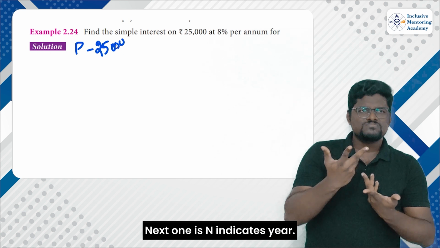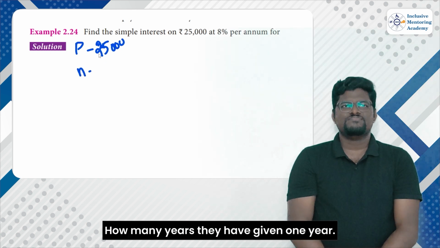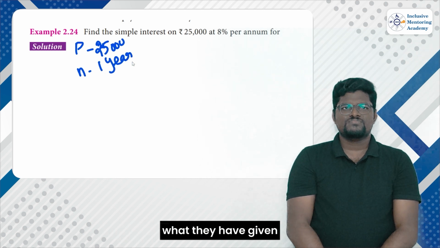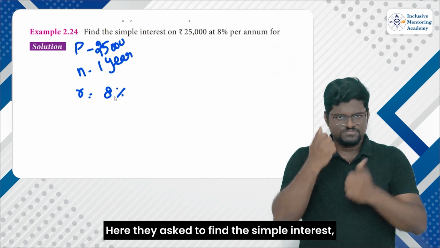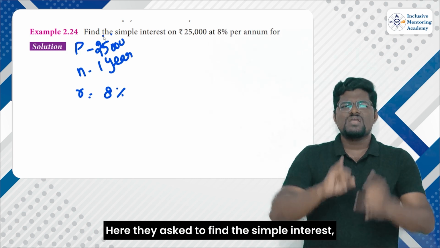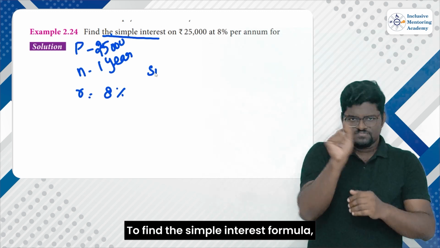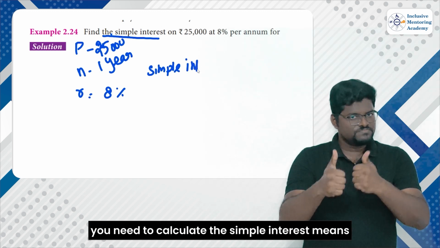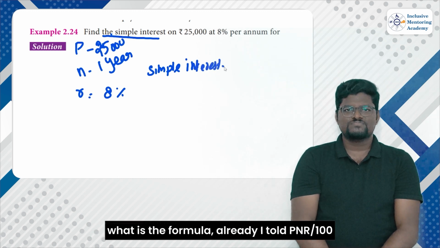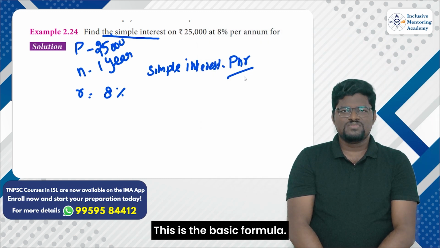Okay, next one is N. N indicates years. How many years have they given? Per annum, 1 year. And the next thing they gave is the rate, 8%. Here they asked to find the simple interest. To calculate the simple interest, what formula? Already I told you, PNR divided by 100. This is the basic formula.